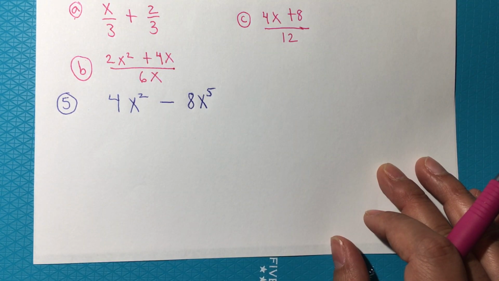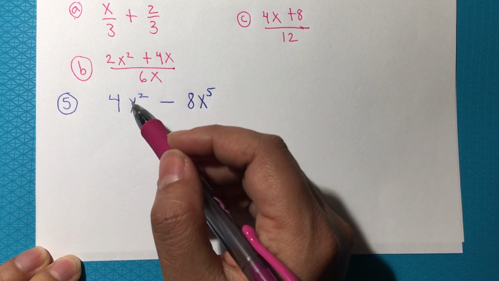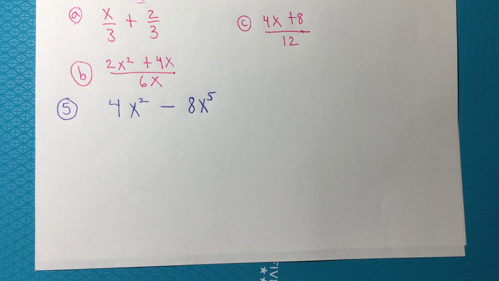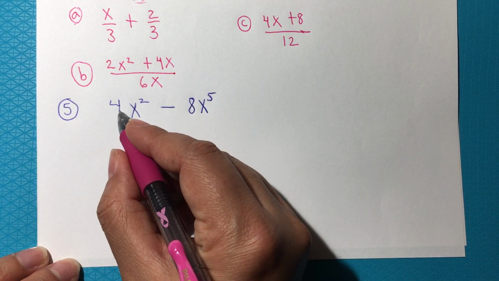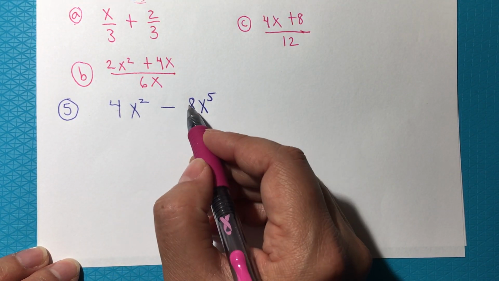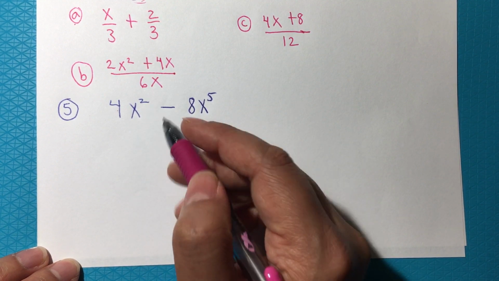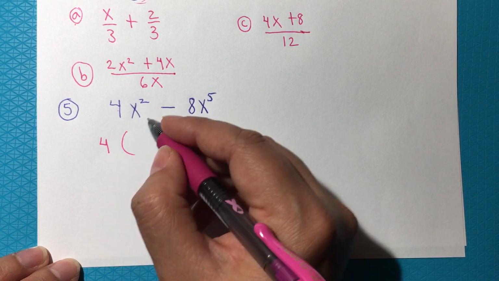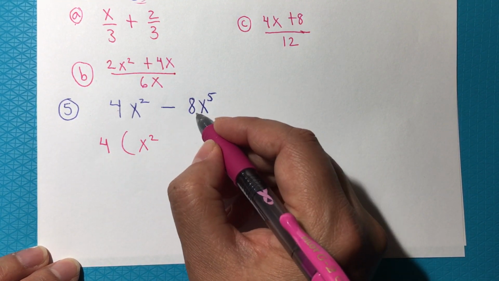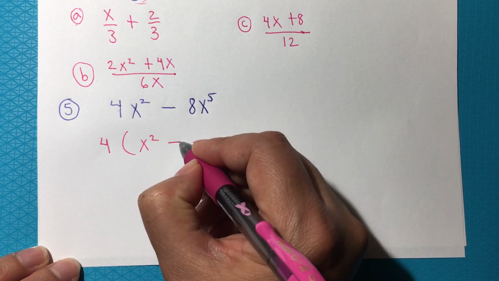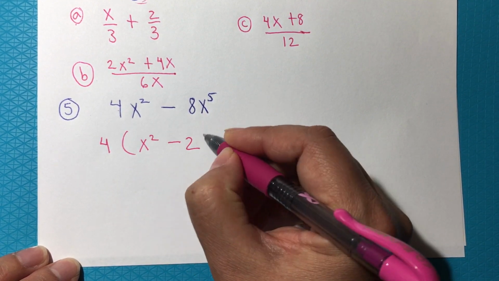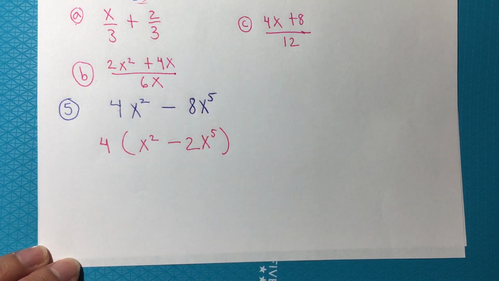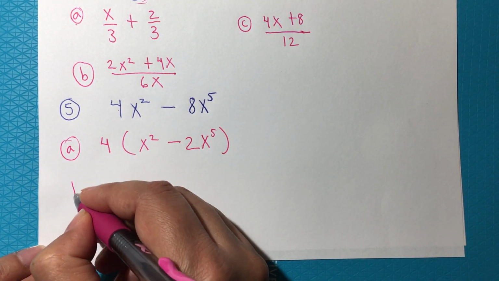For number 5, we can factor out the greatest common factor or just find different factors. For example, instead of using the greatest common factor, which would be 4x to the second power, I can just factor out 4. 4x squared divided by 4 is x squared. Negative 8, well, negative divided by positive is negative, 8 divided by 4 is 2. And you just bring down x to the 5th. That will be one possibility.